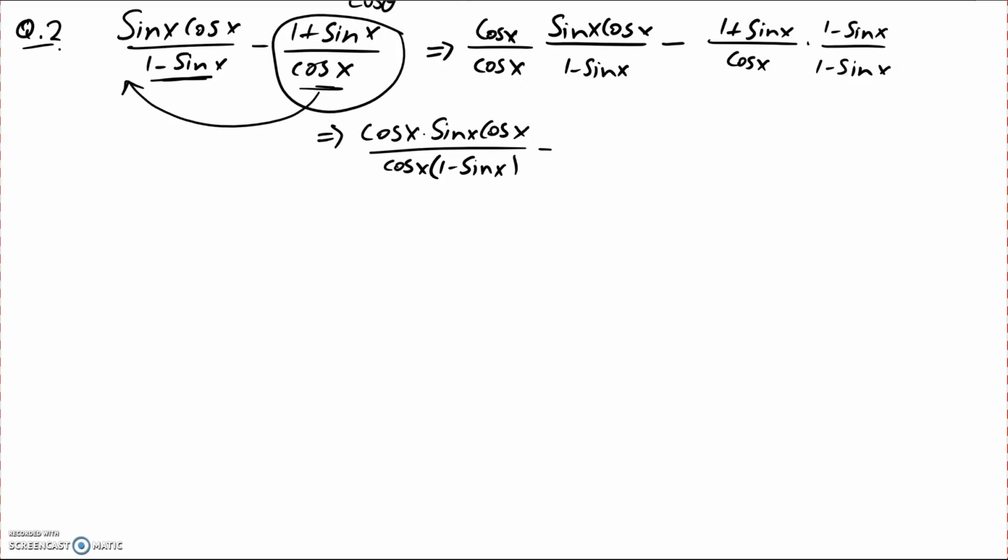Minus 1 plus sin x times 1 minus sin x, it's going to be 1 squared minus sin squared x over... I will explain why it is going to be 1 minus sin squared x. Look, sorry, not this one. This is not squared, this is only sin x.